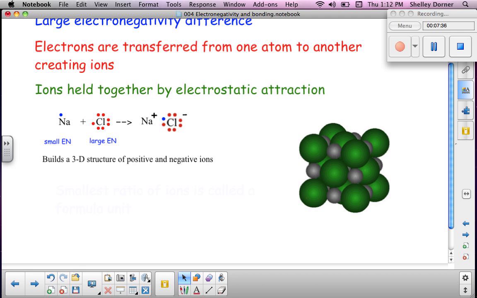When this type of bonding occurs, you end up with a situation that involves building a three-dimensional structure of alternating positive and negative ions, and the smallest ratio of ions in this three-dimensional structure is called a formula unit.